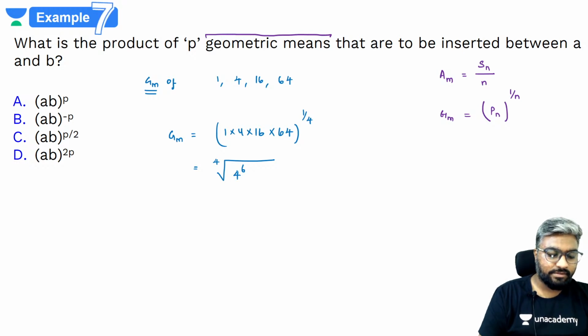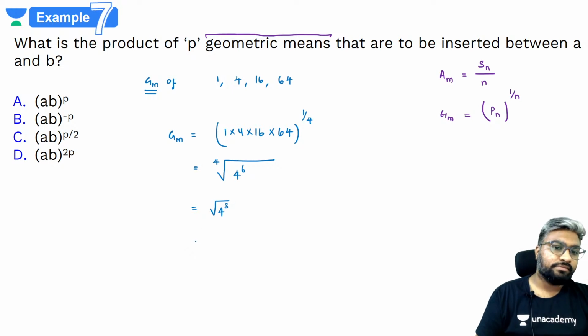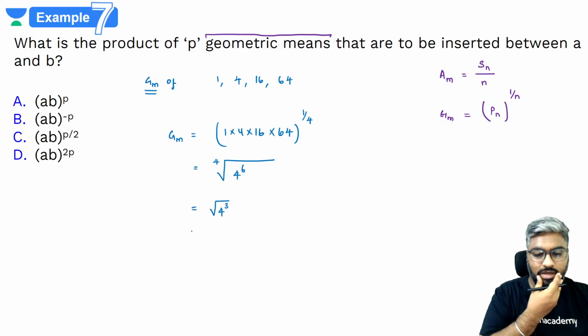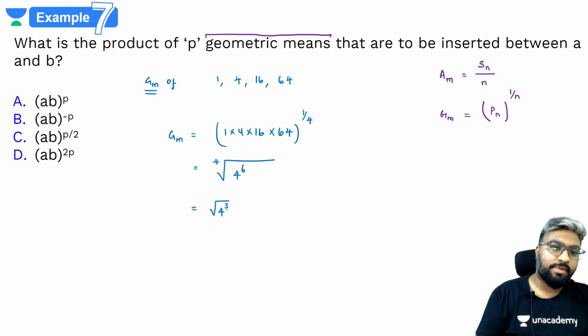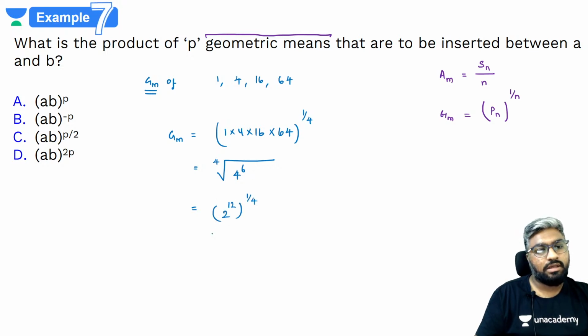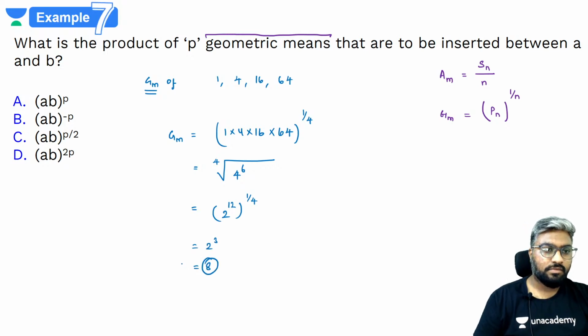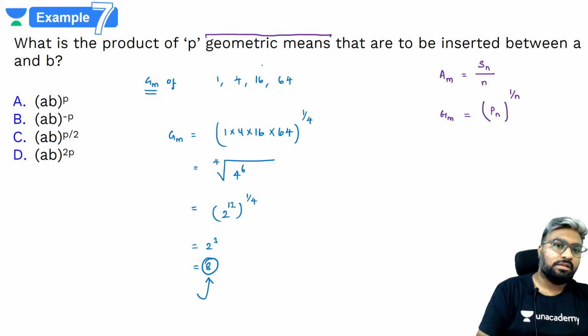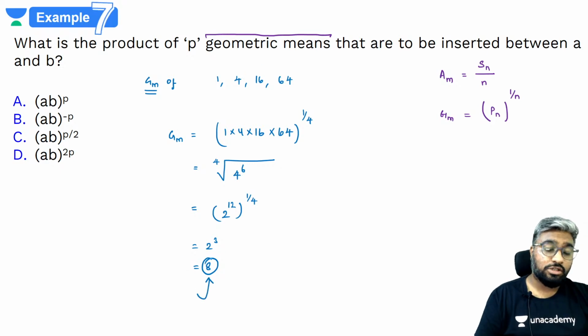Are you able to feel this, guys? Which is basically how much? Square root of 4 square, 4 power 3, square root of 4 power 3. Are you understanding this? Yes or no, guys? So how can we write this? Either this or you can write 4 as 2 square. So what does this become? 4 to 2 square, so 2 to the power 12 whole power 1 by 4. This is equal to 2 cube, which is what? 8. Understand? Yes, 8 is the geometric mean.